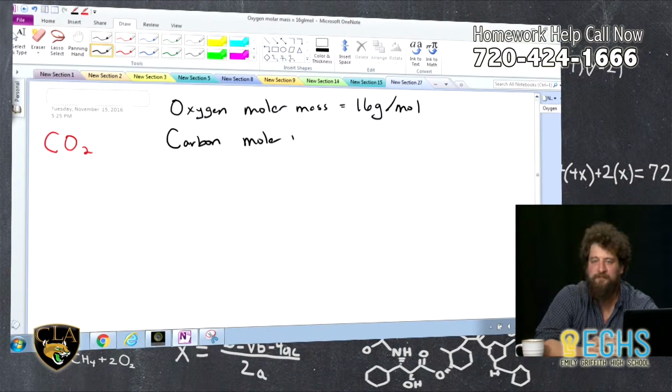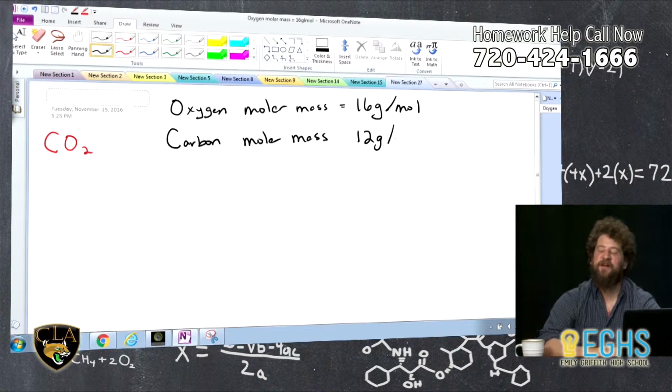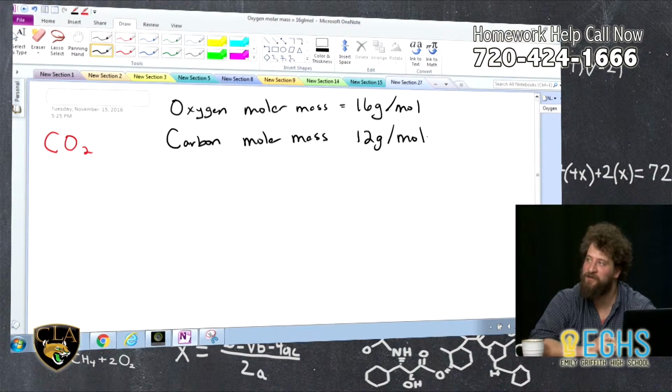Carbon molar mass. You said 12? 12 grams per mole. And I'm pulling this all from my knowledge of the periodic table. If you were doing this in class and didn't know the molar masses, you could look them up on the periodic table. There's a great website, ptable.com, that I strongly recommend using.